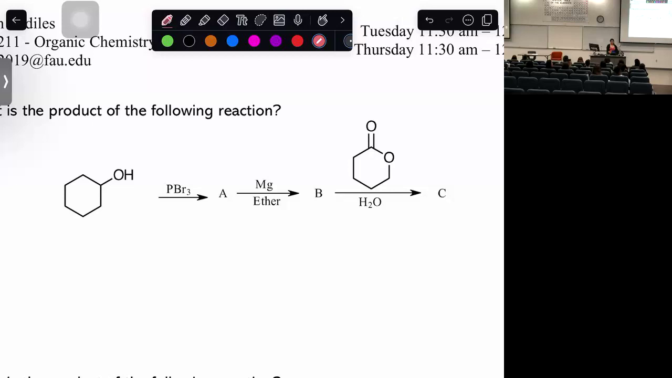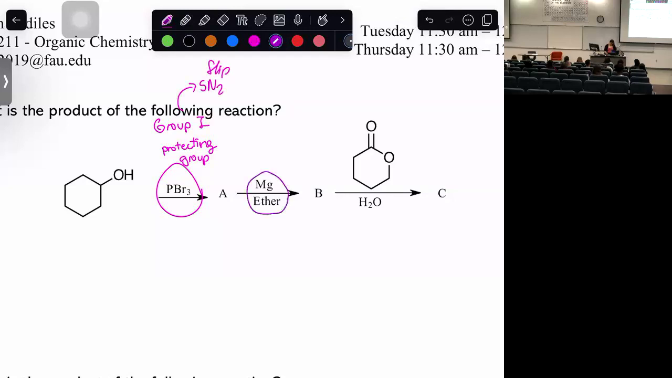SP3? SN2? That's the mechanism that it follows, but what kind of reagent is it? Protecting groups, exactly. Specifically, it was from group one, the one that does SN2. So we're good? Okay, so this is a protecting group specifically, from group one, which means that it's SN2, and you flip the stereochemistry.